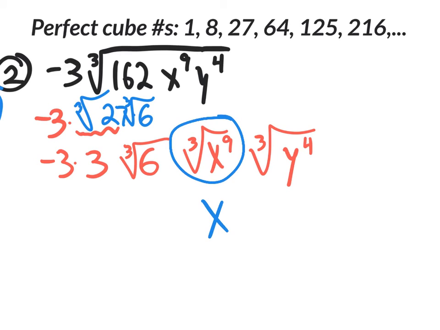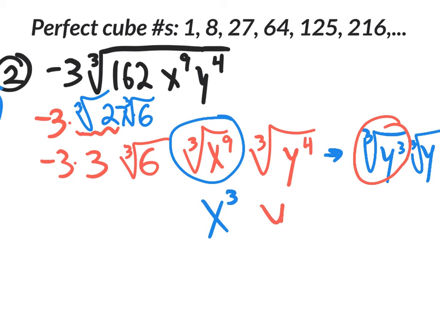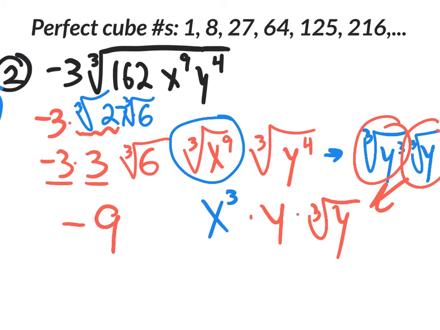X to the third. Now the other one, we're going to have to rewrite it. We're going to go third root of y to the third times y. That way you could split that third root. So the third root of y to the third, that's just y. And the third root of y is simply the third root of y. Let me bring down the rest. I have a negative 3 times a negative 3, that's a negative 9. I have the third root of 6, that comes down. I have times x to the third times y times the third root of y.